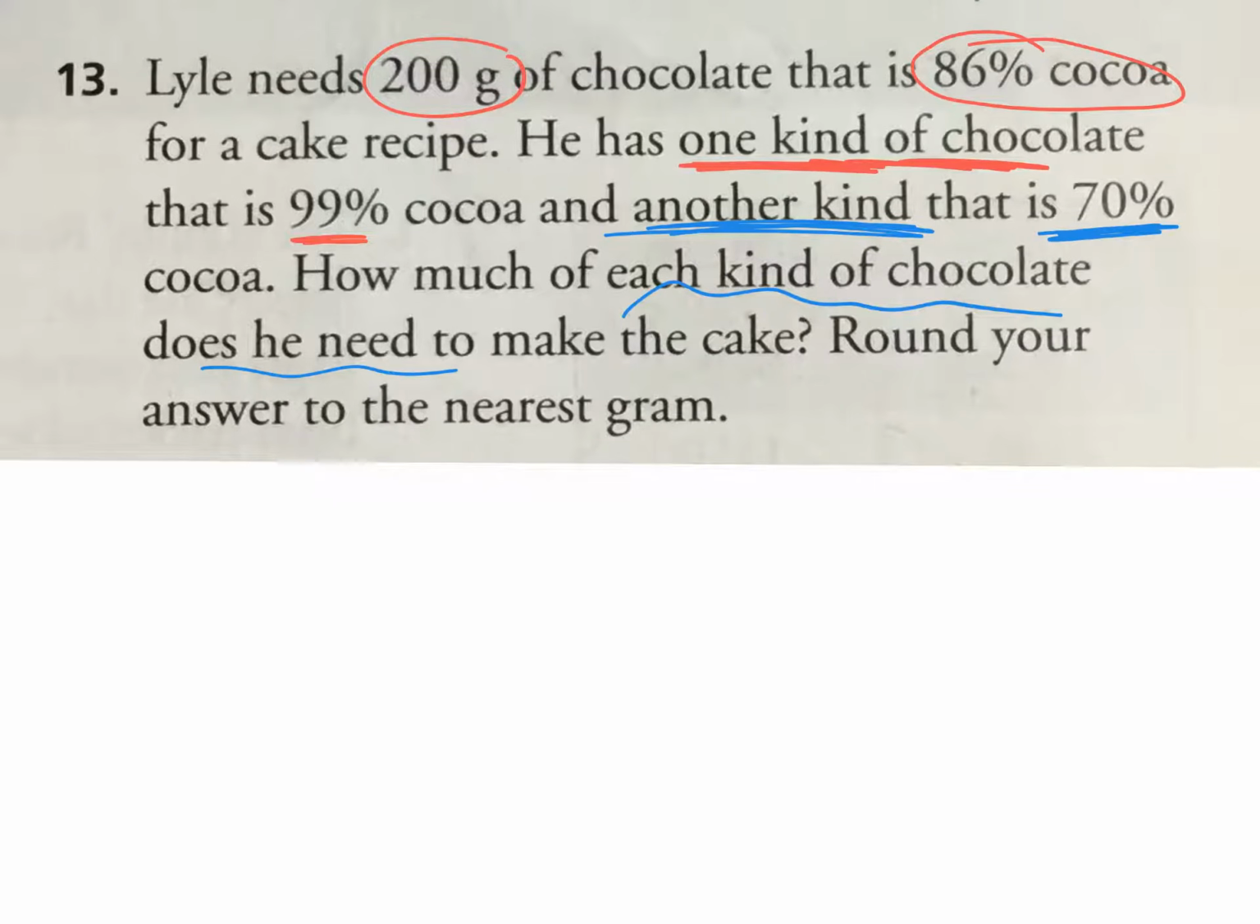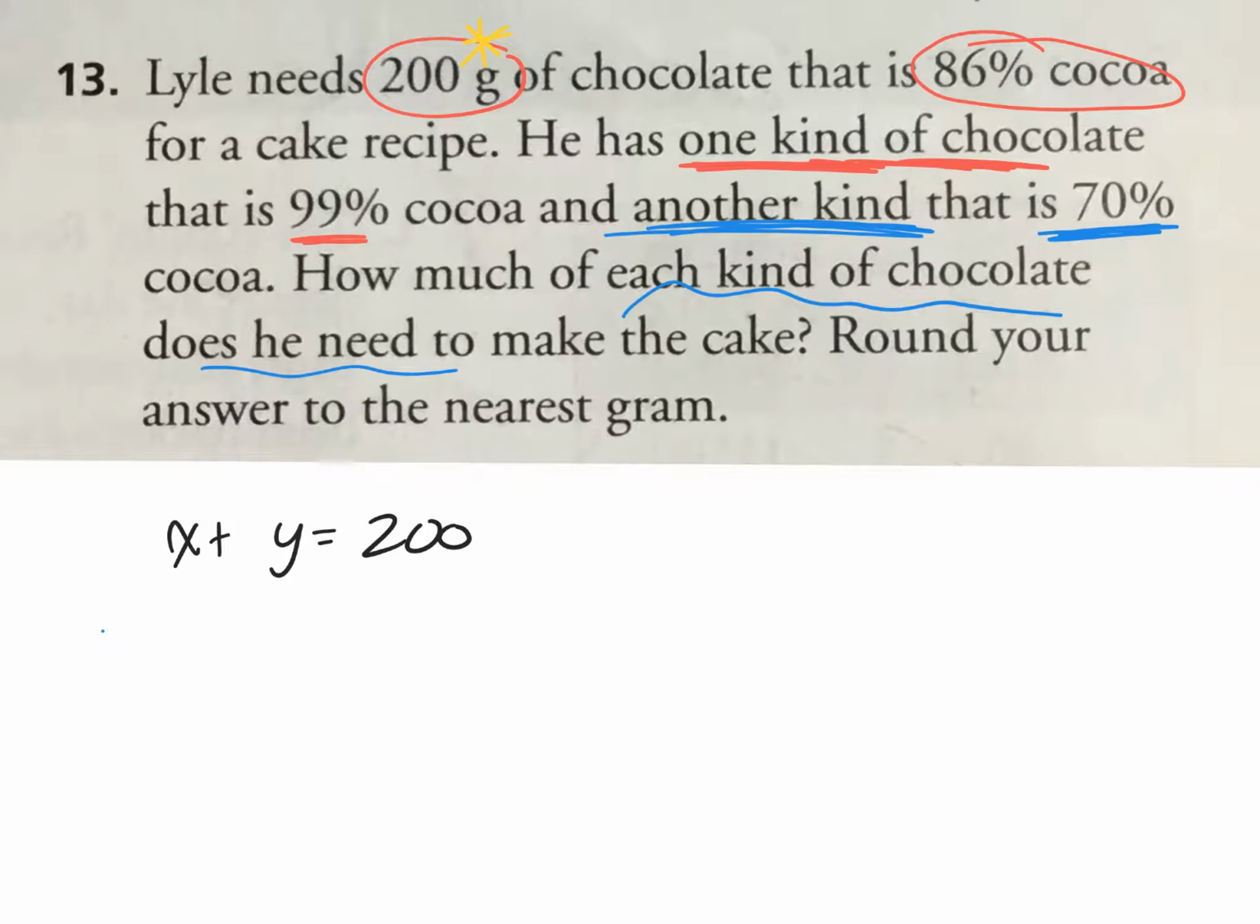Pick two variables and set up your first equation. Altogether, how many grams does he need of chocolate? How many grams? Yes, Shavita. 200 grams, right? Altogether, he needs 200 grams. He needs X amount of one kind and Y amount of another kind. What could be your equation to represent how much he needs altogether? X plus Y equals 200.